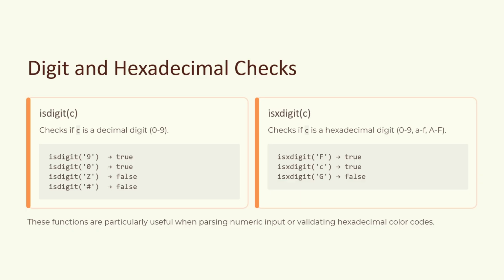Another important function is isxdigit. isxdigit is used to check for hexadecimal digits. Hexadecimal digits include 0 to 9 and letters A, B, C, D, E, and F, in both uppercase and lowercase. This function is commonly used in applications such as memory addressing, color code validation in graphics, and low-level system programming. So these functions are particularly useful when parsing numeric input or validating hexadecimal color codes.